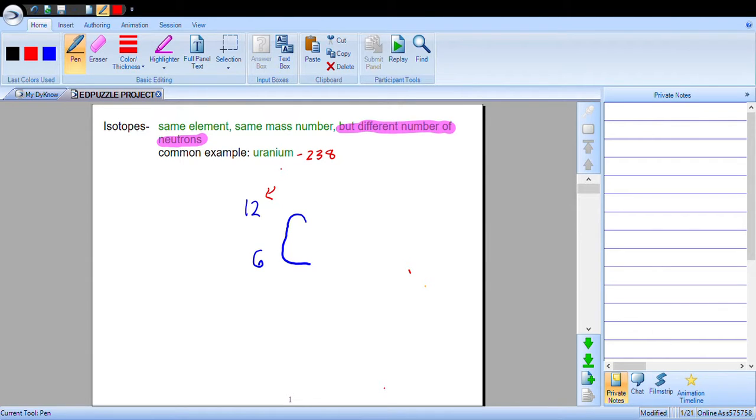The top number is the mass number, and the mass number is the sum of protons plus neutrons. The bottom number is the atomic number, and it tells you where to find your element on the periodic table. The atomic number is the sum of protons. This big letter, or letters sometimes, is the symbol of the element. In this case, this is carbon.